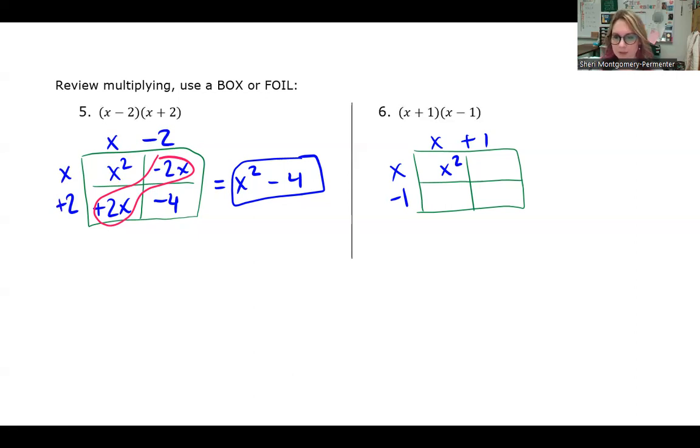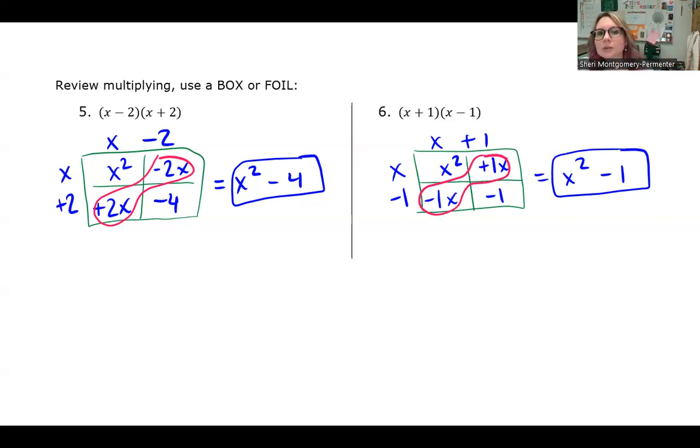So to fill in the rest of my boxes. My middle terms canceled again. So I'm left with x squared minus 1. Any questions on how to use a box? You are going to do question 7 and question 8.